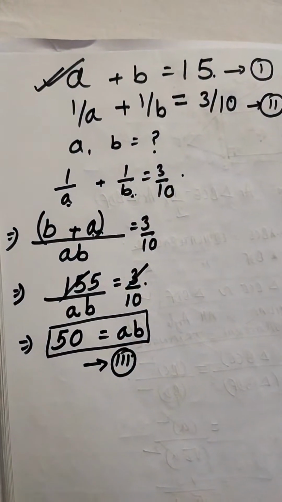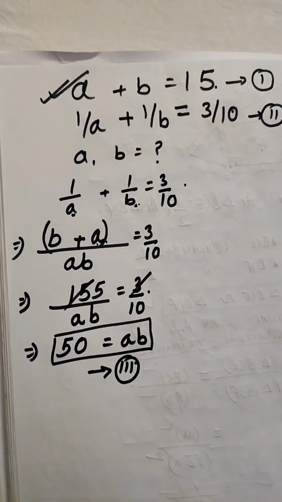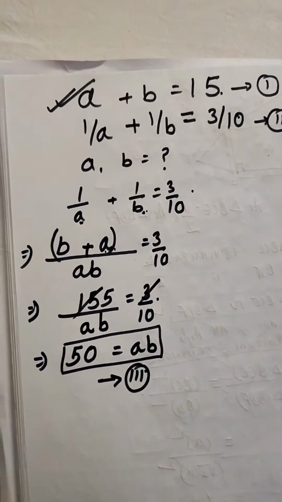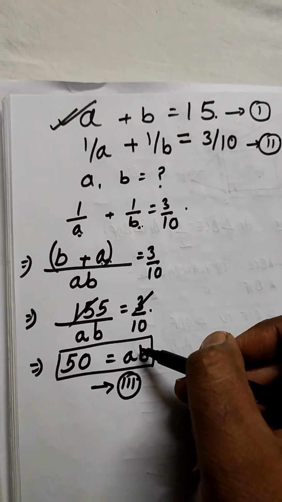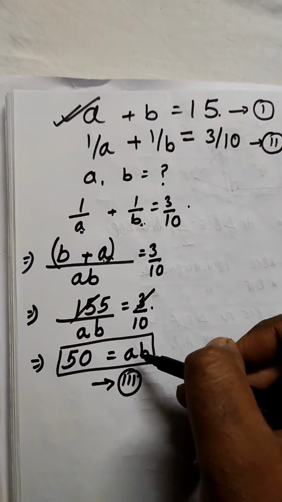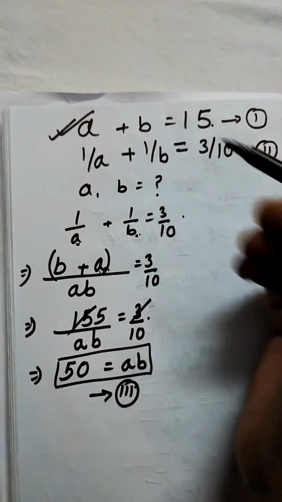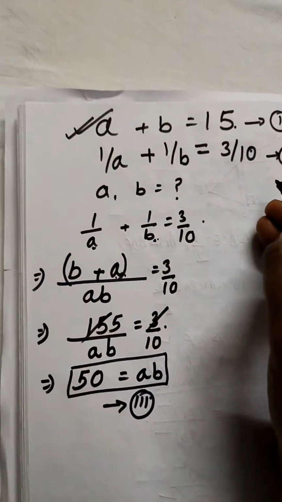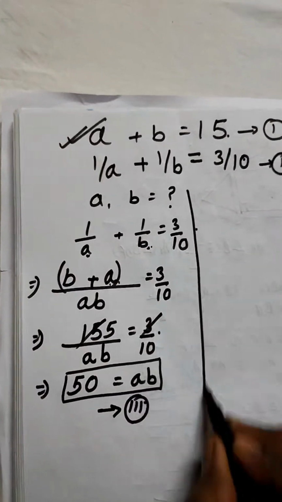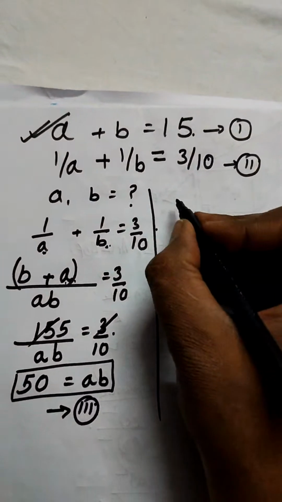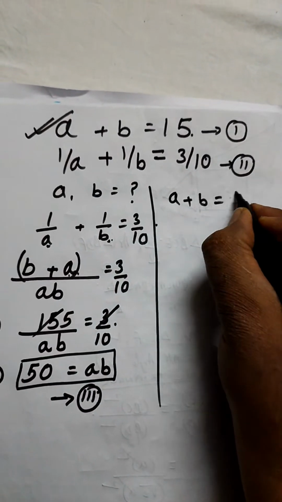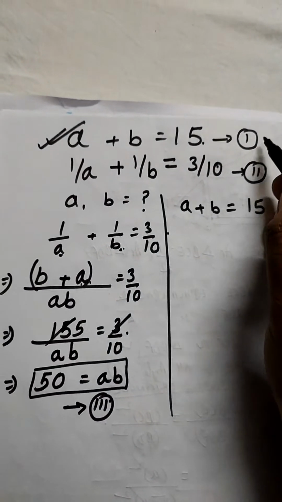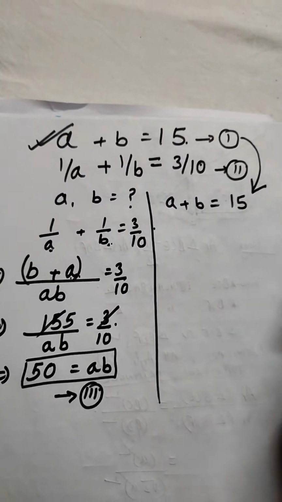Now do one thing, 50 equal to AB. So replace the value of A or B in equation number 1 from here, right? So what is equation number 1? So the equation number 1 is A plus B equal to 15. This is equation number 1, right?